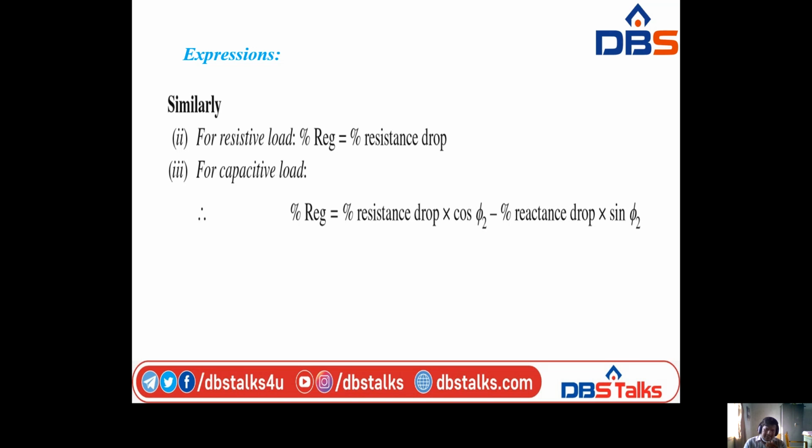Simply, percentage regulation is equal to percentage resistance drop times cos phi 2 plus or minus percentage reactance drop times sin phi 2, where plus is for inductive or lagging loads and minus is for capacitive loads, that is, leading power factors.